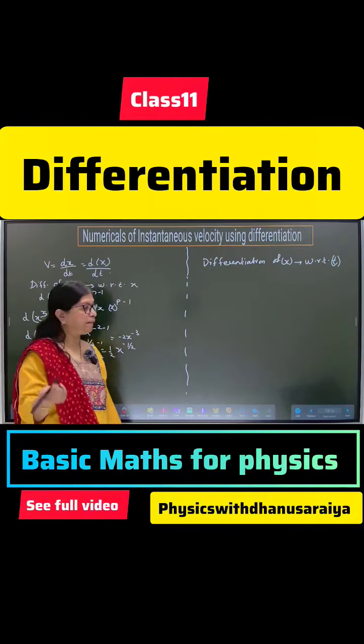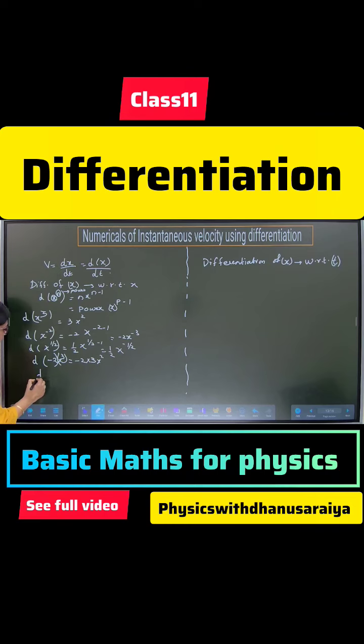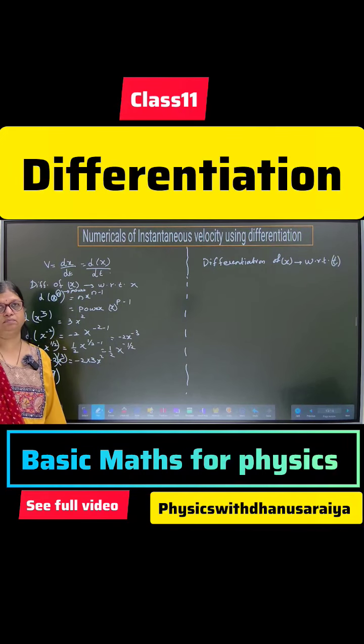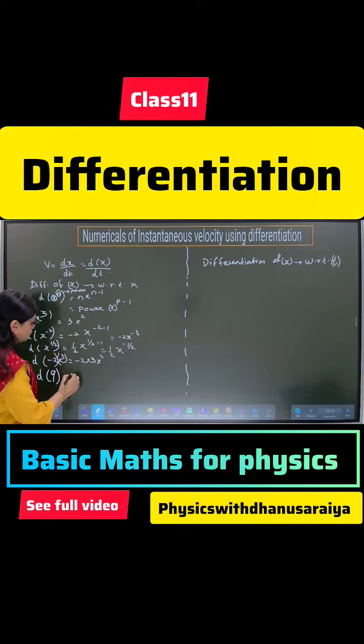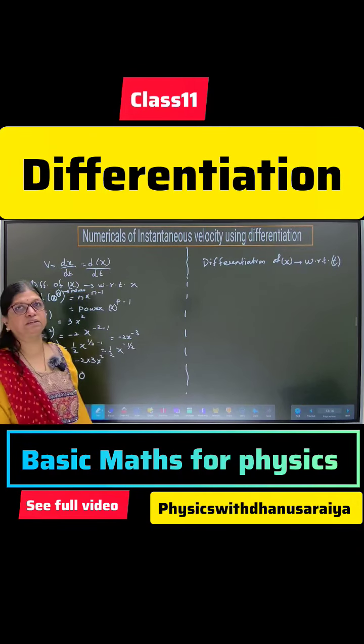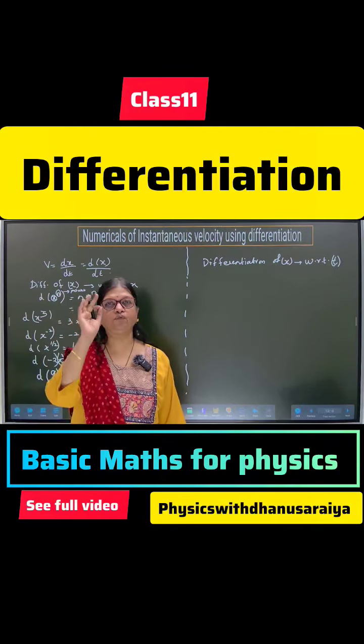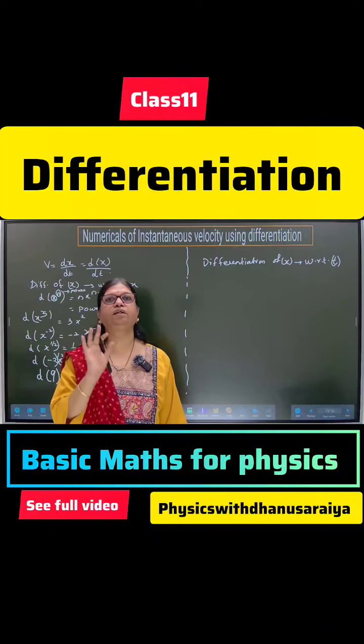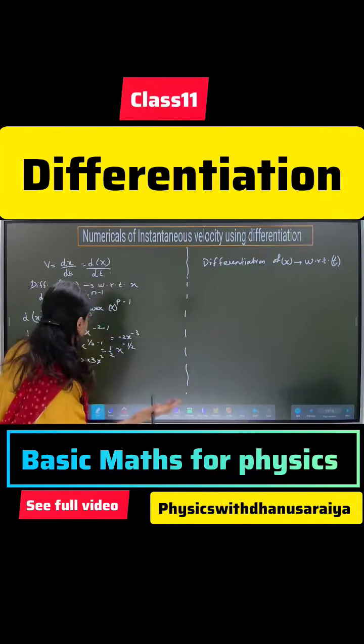So suppose I have differentiation of only a constant, a number, whether positive or negative. What is my answer? There is no variable with it. I don't have 9x. So my answer for differentiation of a constant is 0. Differentiation of a constant without a variable is 0. If it is having a variable, then you have to worry.